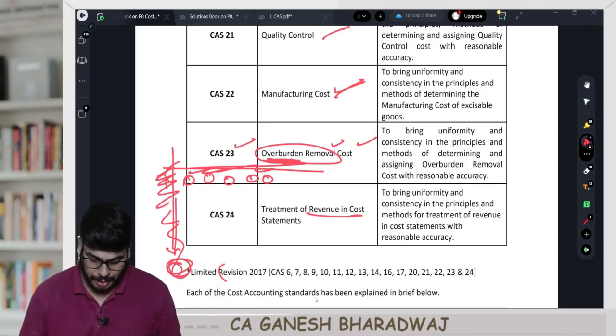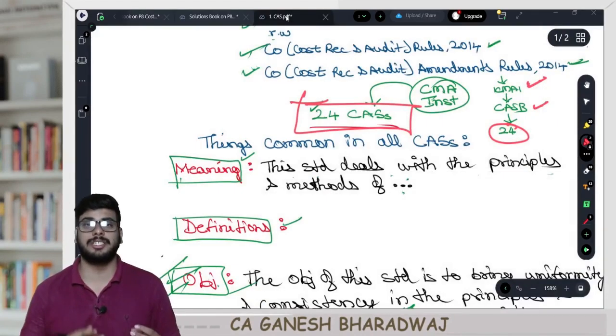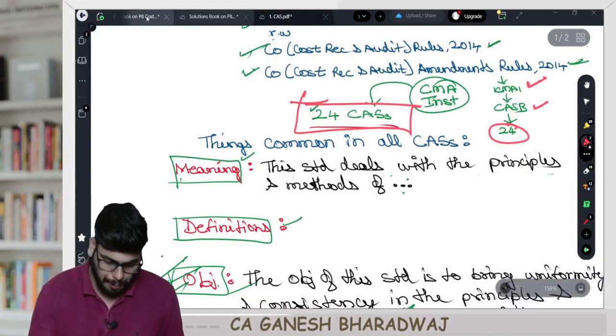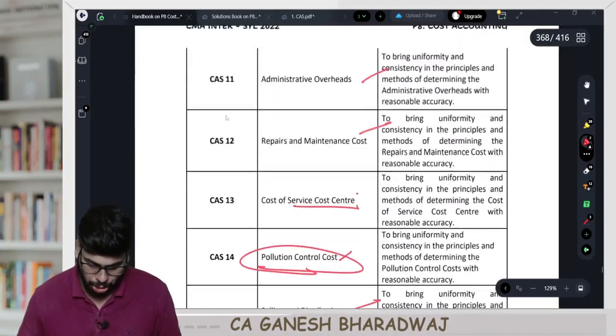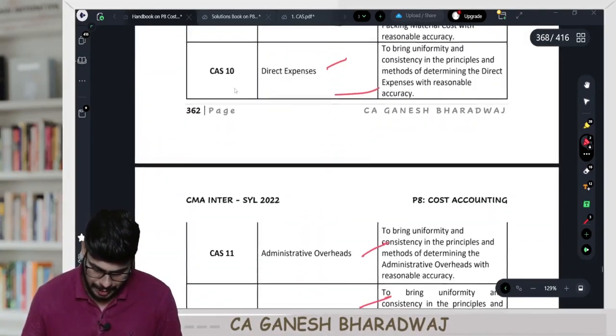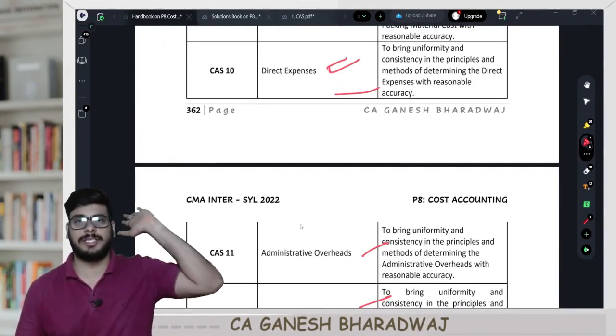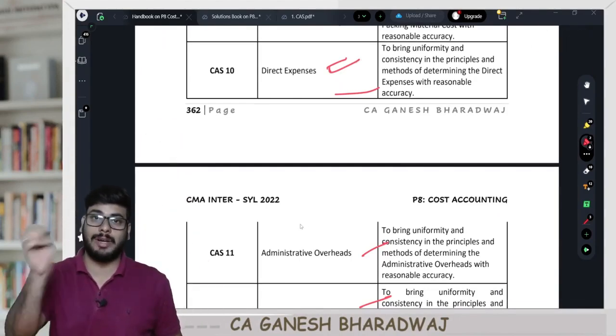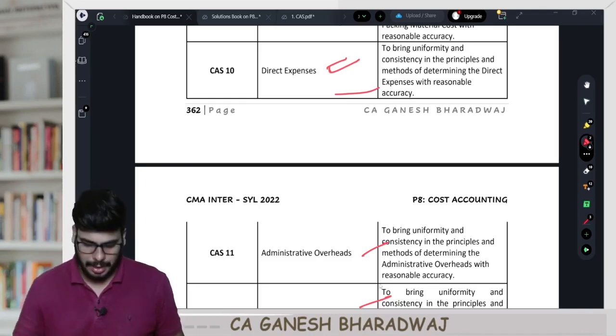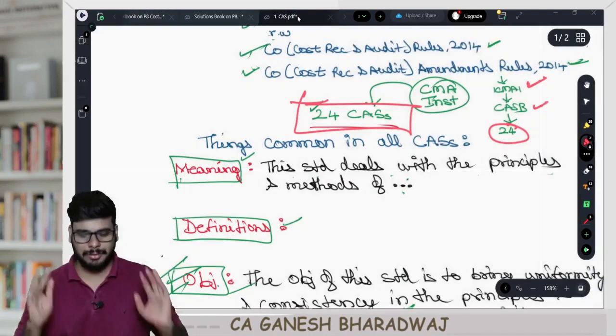Now sir, suppose in the exam they're asking us to write down the scope and objectives of CAS number 10, let us say direct expense. How do we write it? Don't worry. First, they will give only CAS 10. Number one, you should know what CAS 10 stands for. What is it? Direct expense. Next, scope and objectives. How will you write it?